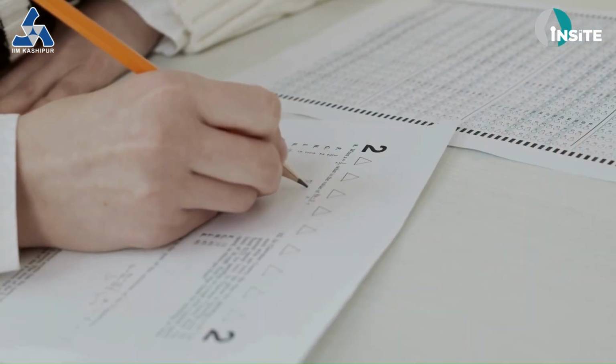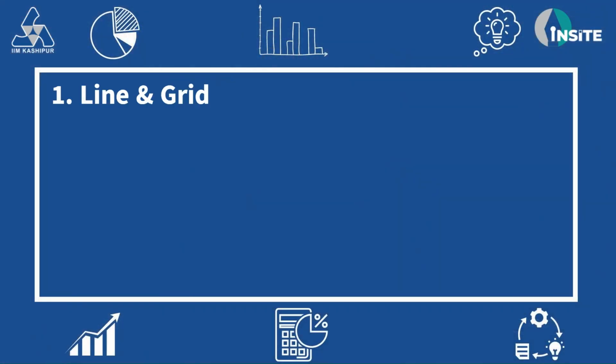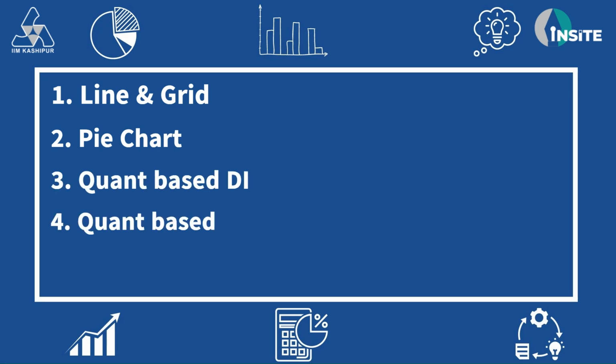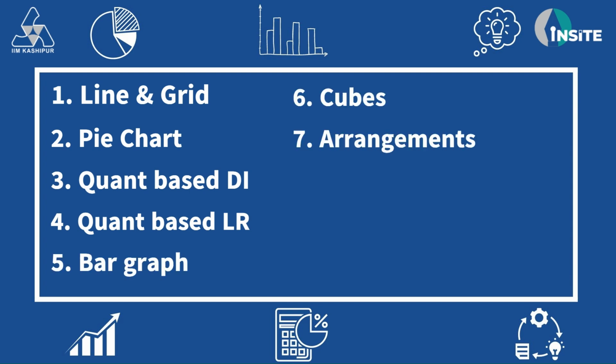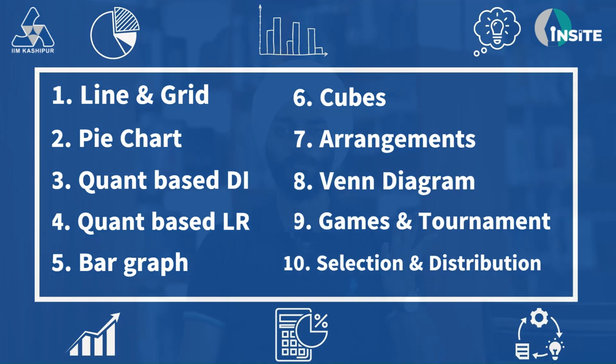From my experience, I have divided the entire LRDI section into 10 different concept-based questions, and you need to practice at least 5 questions of each type, totaling it to 50 questions. Those 10 types are: first, line and grid; second, pie chart; third, quant-based DI; fourth, quant-based LR; line and bar graph; cubes; linear and circular arrangement; Venn diagram; games and tournament; and selection and distribution.